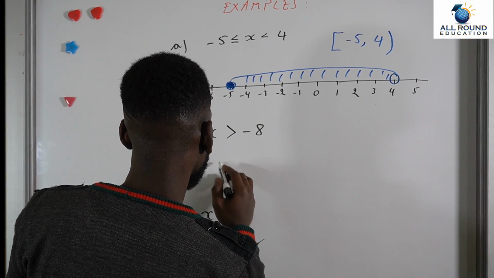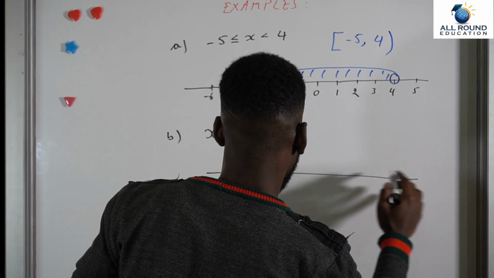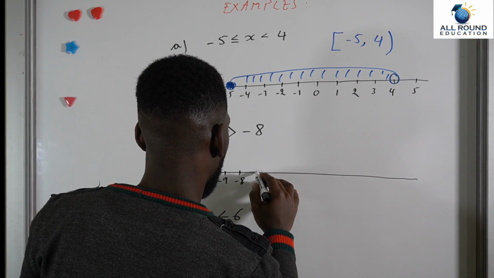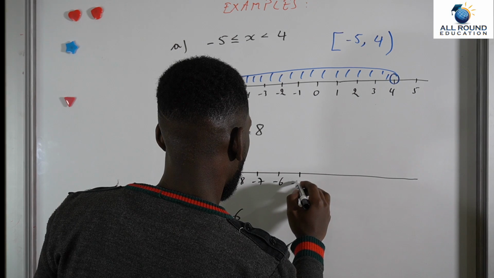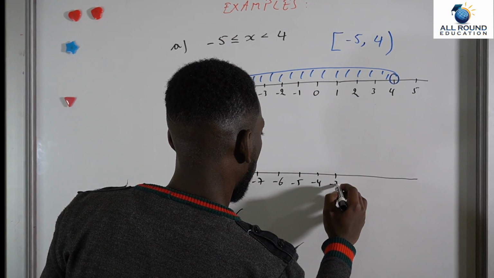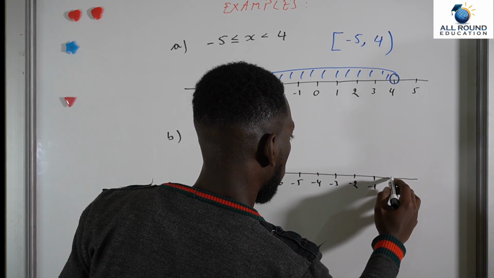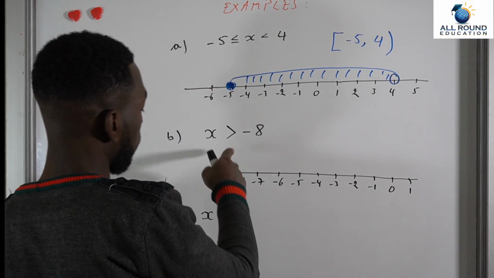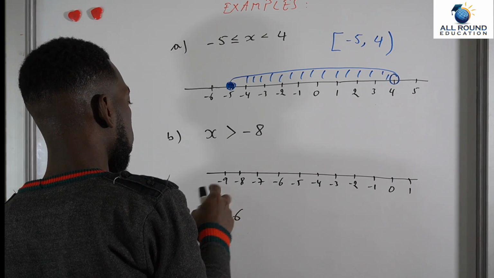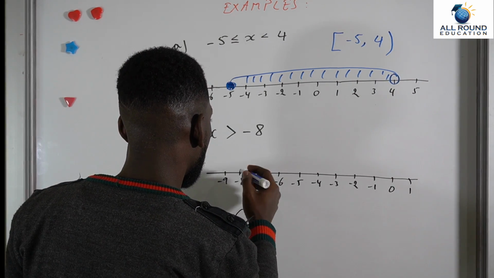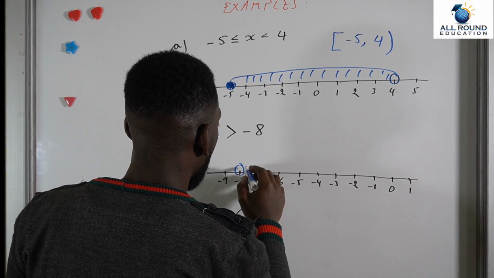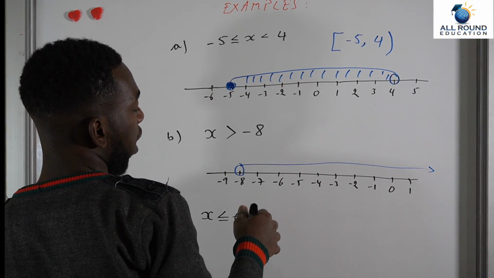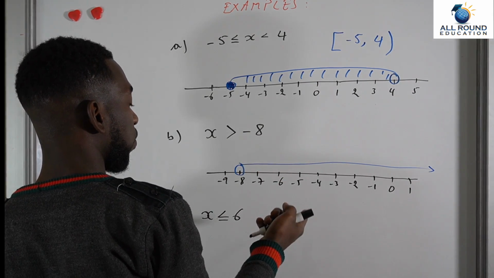The next one is x being greater than -8. So let's have -9, -8, -7, -6, -5, -4, -3, -2, -1, 0, 1. The solution says x has to be strictly greater than -8. This is our -8, so we circle it because -8 is not included, and we go all the way. This means any number greater than -8 is part of the solution.